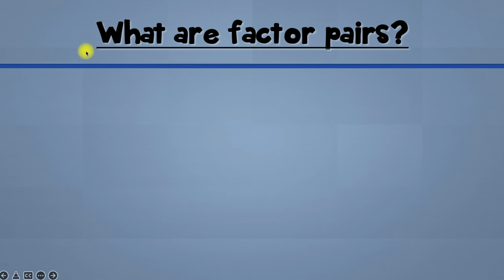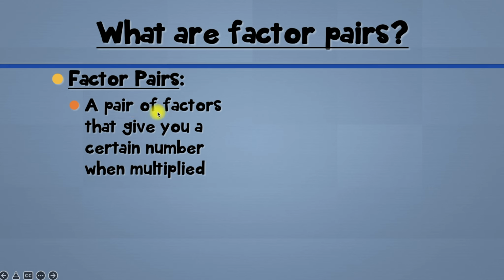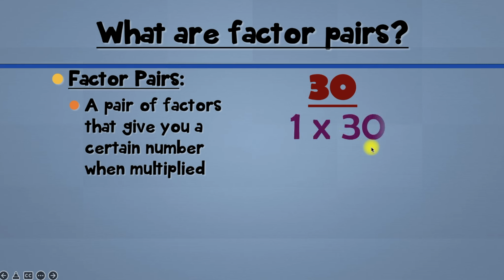So there's an easier trick to finding all the factors of a number, and that's called using factor pairs. Factor pairs are a pair of factors that give you a certain number when multiplied. So let's say, for example, we have the number 30. What 2 numbers can I multiply to give me the number 30? Let's start with 1 and the number itself. That's a really good idea. So we've got 1 times 30. 1 times 30 gives me 30. Therefore, this here is a factor pair.